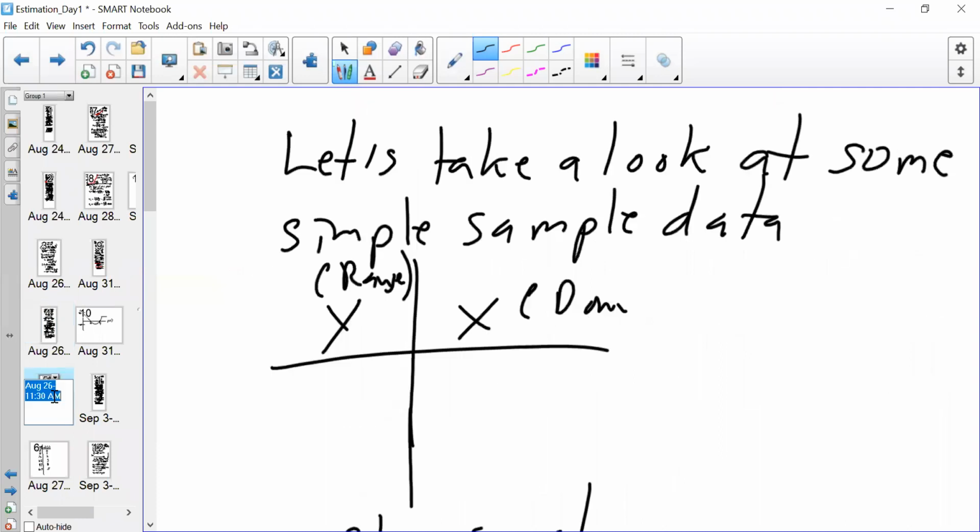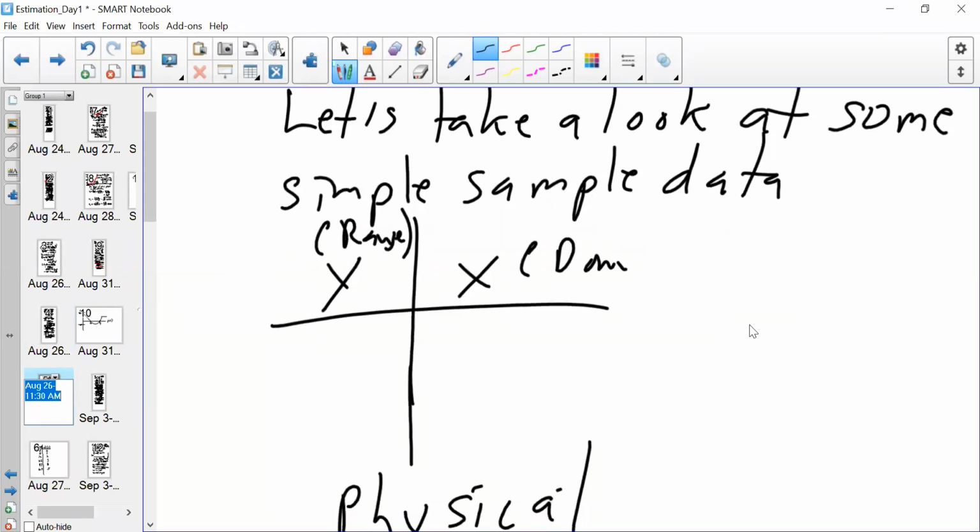Okay. So now, like I said, let's take a look at some simple sample data. I don't know how they do it in your math class. I think X versus Y, domain and range, it doesn't really matter. But in physics, the way I like to do it is I like to have my range on my left. I like to have my Y-axis first and then my X-axis data. So we were talking about last time, dependent variable, independent variable.